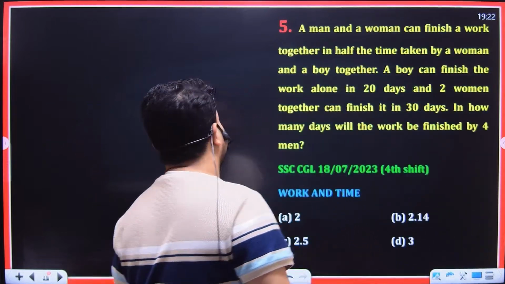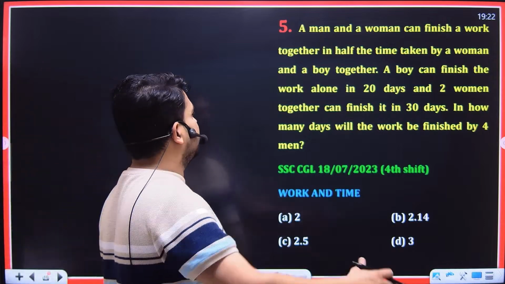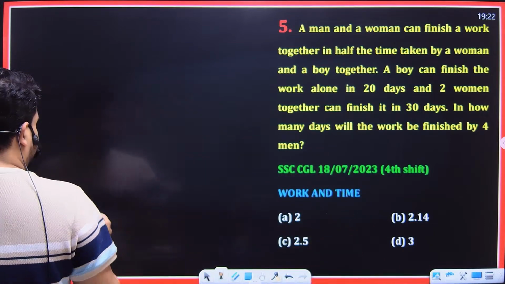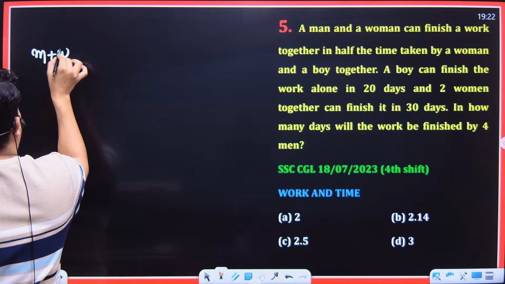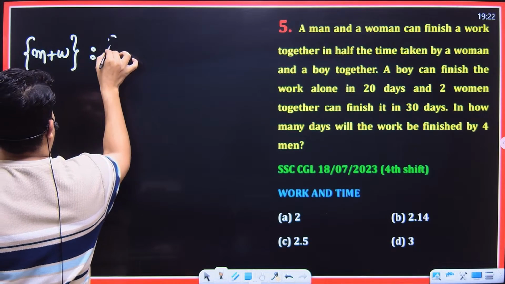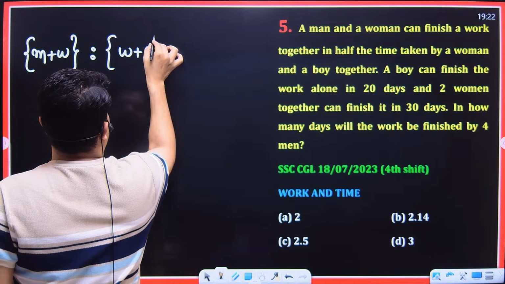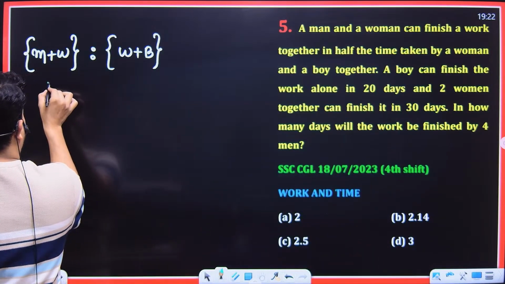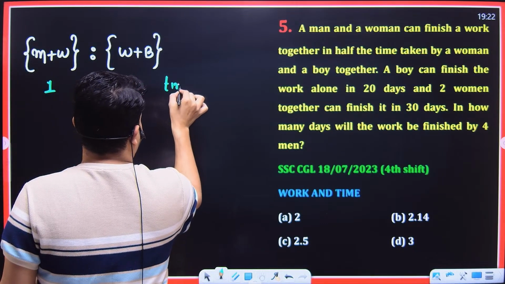Next, question number 5. A man and a woman can finish a work together in half the time taken by a woman and a boy together. What we have is a man and a woman, in ratio with a woman plus a boy. We have the ratio of time: if these take one time, then they will take two times. This one is the ratio of time.